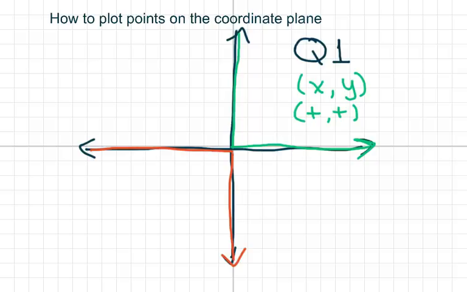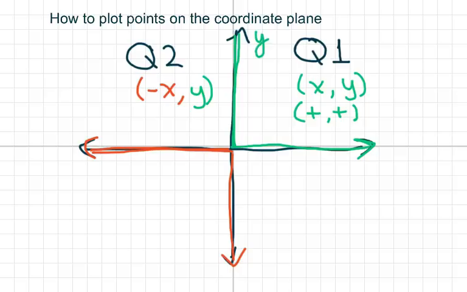Okay, and the next one, we're going to go counterclockwise, and we have quadrant 2. Quadrant 2 is where x is negative. This is your negative values. So x is negative, but y, this is the y part, is positive. So this is your y values here, and this is your x.